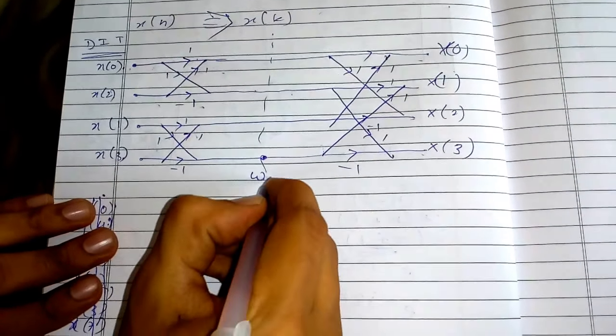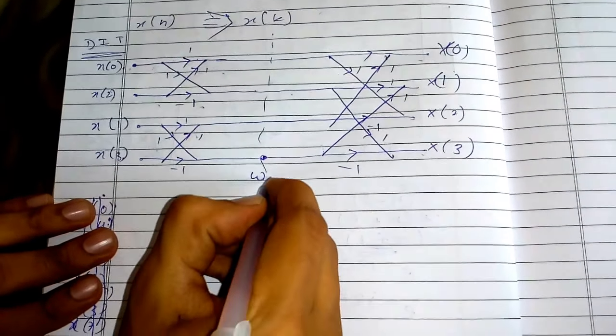1 into 1 plus 3 into 1 will give me 1 plus 3, which is nothing but 4. 1 into 1 plus 3 into minus 1, which is 1 minus 3, which will give me minus 2. Here 2 into 1 plus 2 into 1, which is 2 plus 2, which is nothing but 4. And here 2 into 1 plus 2 into minus 1, which is 2 minus 2, which is nothing but 0.